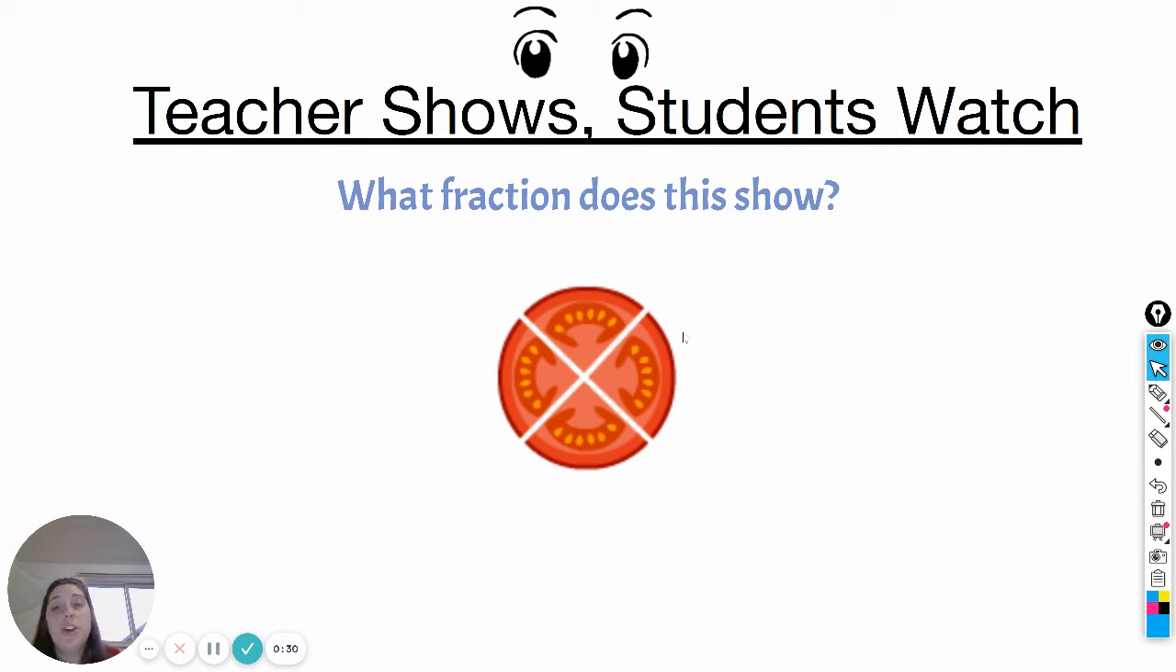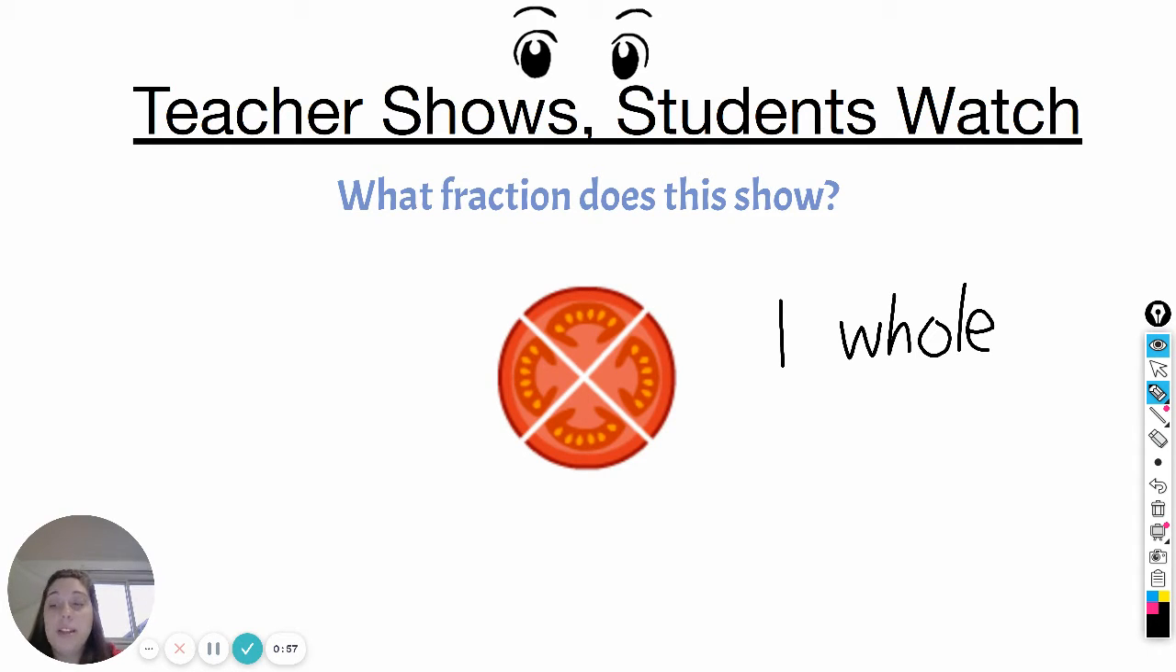First up, we have a picture here and it says, what fraction does this show? So we're looking at whole number fractions, which means the whole shape is shaded in all of our examples. And we have to turn that into a fraction. So normally we would just say that this is one whole, because it is one whole shape.